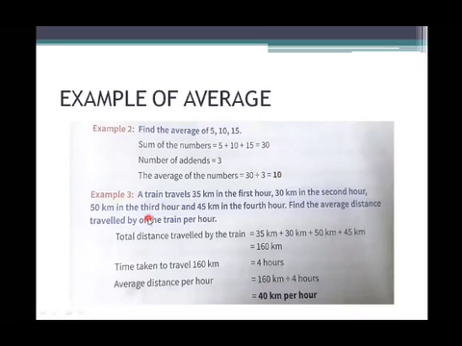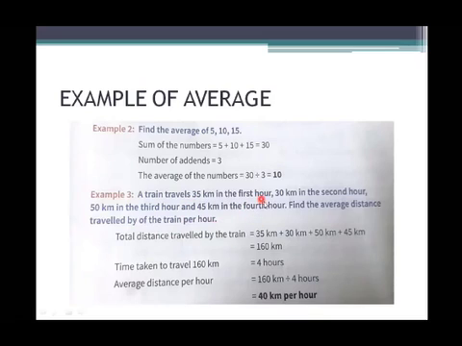Let us see one more example. A train travels 35 kilometers in the first hour, 30 kilometers in the second hour, 50 kilometers in the third hour, and 45 kilometers in the fourth hour. Find the average distance traveled by the train per hour. So you have to find out here, it has 4 hours.